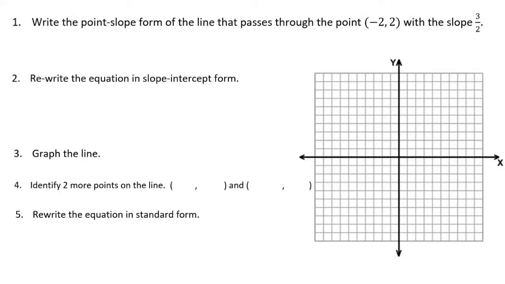In this video, we will review writing equations of lines in various forms. The first part says write the point-slope form of the equation of the line that passes through the point -2, 2 and has a slope of 3/2.